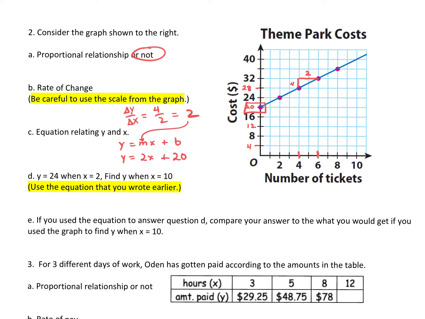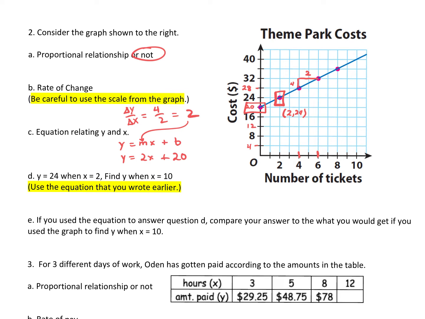So now if y equals 24 when x equals 2, that's this point right here. Okay, that point there is y equals 24 when x equals 2. See, it's (2, 24). Find y when x equals 10.